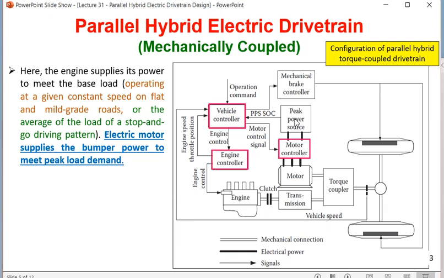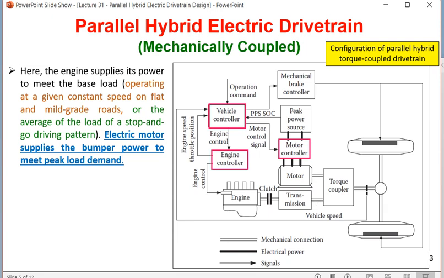Whatever energy is coming from the peak power source battery gets converted into motor electrical power, and that electrical power is given to the motor. The motor converts that into mechanical power, and this mechanical power gets coupled with the transmission power. The transmission is connected with the engine.